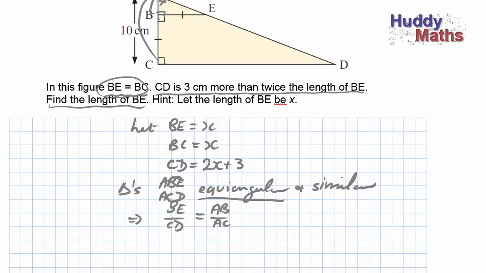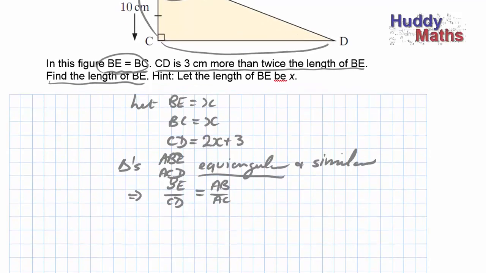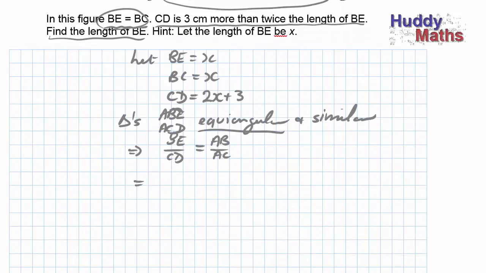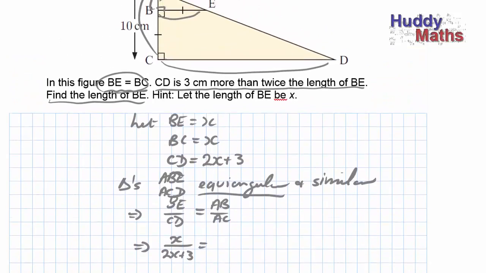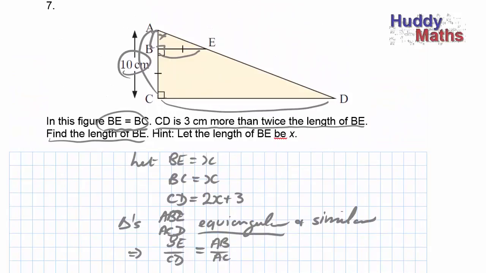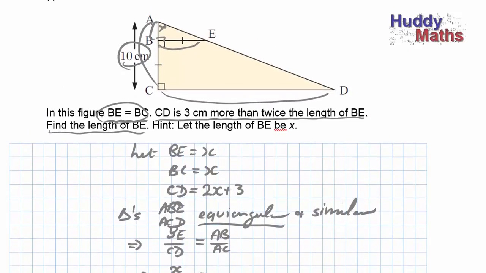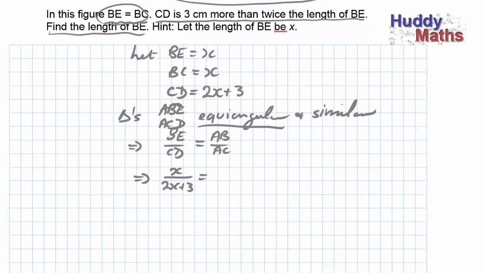Remember, it's a side in the object triangle compared to its match in the big one in each of the cases. So now that we've got that, can we work in some of the stuff we had before? So BE is x, CD is 2x plus 3 from above there, and AB is a bit of a trick because AB was given to us as 10. We've got to use that 10. Just remember, one of the tricks in problem solving is use all the given information.